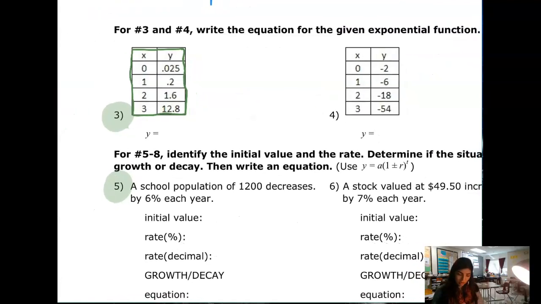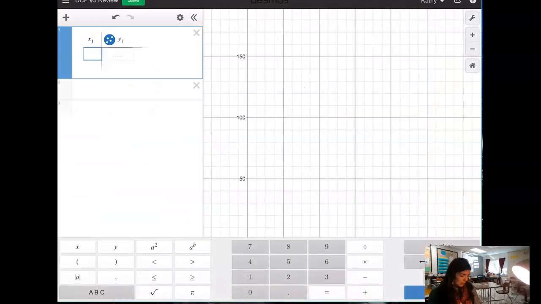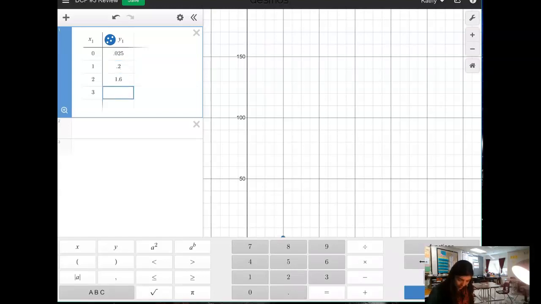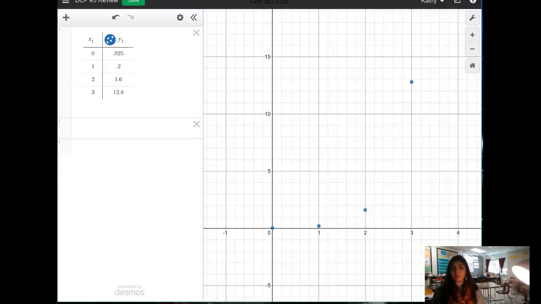So we're going to pop over to Desmos for a second, get rid of everything else I've done in here before, and add this table in. This table is 0, 1, 2, 3, and 0.025, 0.2, 1.6, and 12.8. Now, I can't really see what's going on here because it's all zoomed out. So if I press the magnifying glass to zoom, ooh, there's my nice curve.